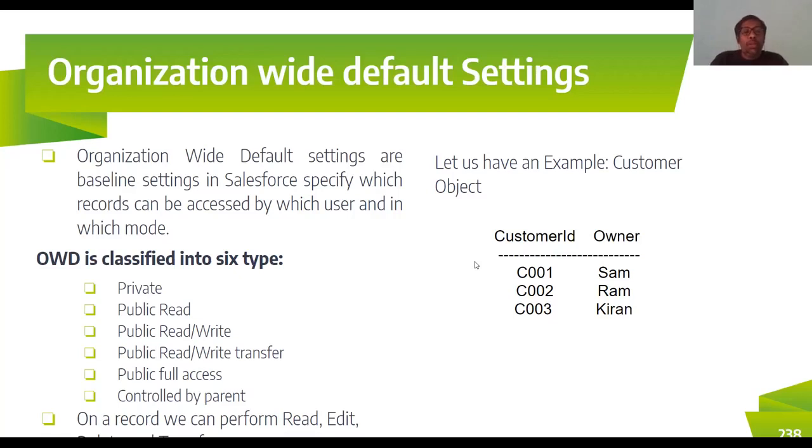Here OWD is classified into six types. One is private, which means nobody else can access it. The next is public read only, where they can only view it. The next is public read and write, where they can view and write. Next is public read, write and transfer, where they can read, write and transfer. Public full access means they have full access, all the access, or it is controlled by the parent, meaning the entire control is with the parent. On the record, we can perform read, write and other operations.